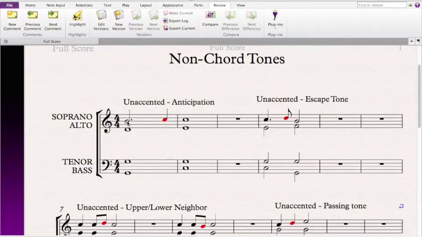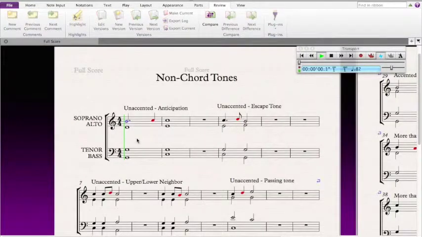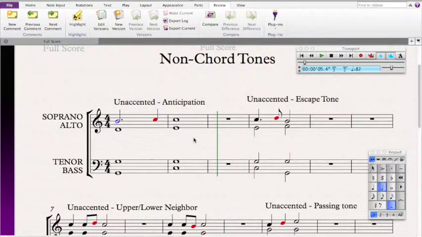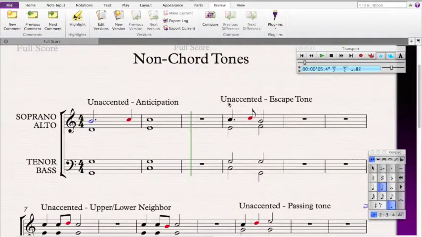So why don't we hear what that sounds like? These are very common at cadences, especially if there's a trill on the last note. It's a common non-chord tone.